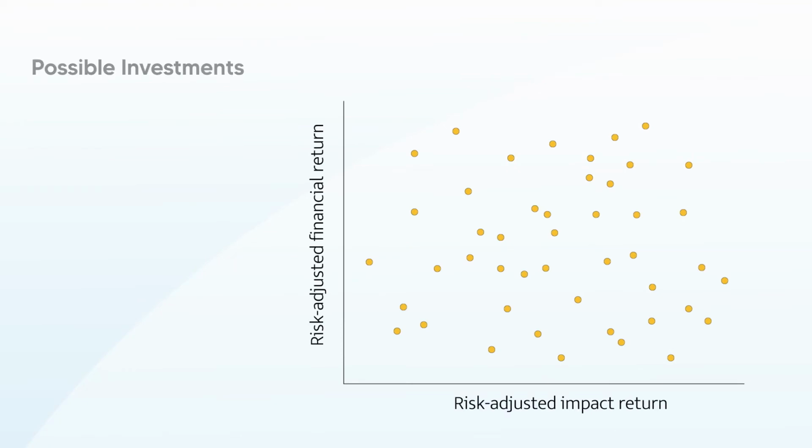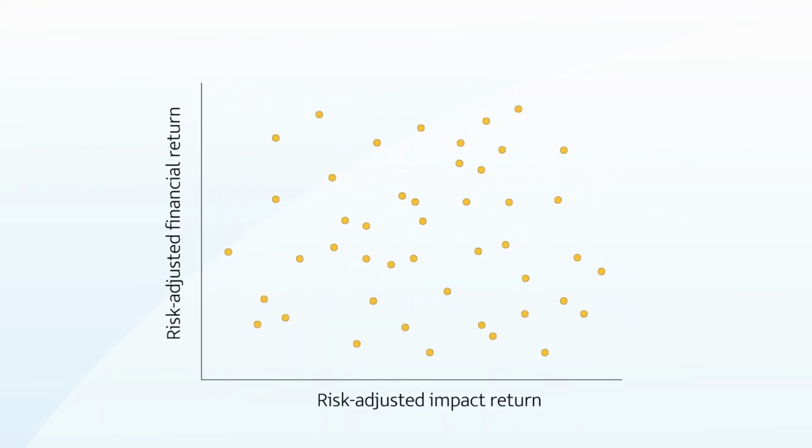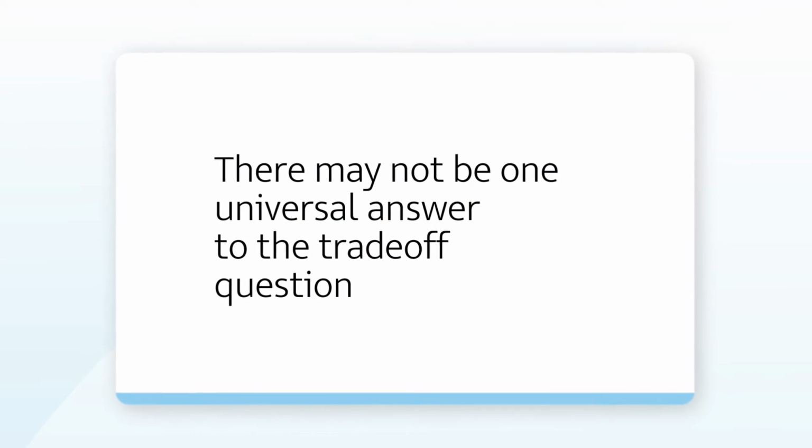This chart is a little bit different than the previous. On this chart, each dot is an investment. To the right, we have investments with higher impact, and toward the top, we have investments with higher financial performance. This is illustrative data. Our goal here is not to make an assertion about whether or not there are trade-offs between impact and financial performance. There isn't enough data to say. Investors we have worked with have found that sometimes there is a trade-off and sometimes there isn't. In other words, there may not be one universal answer to the trade-off question.